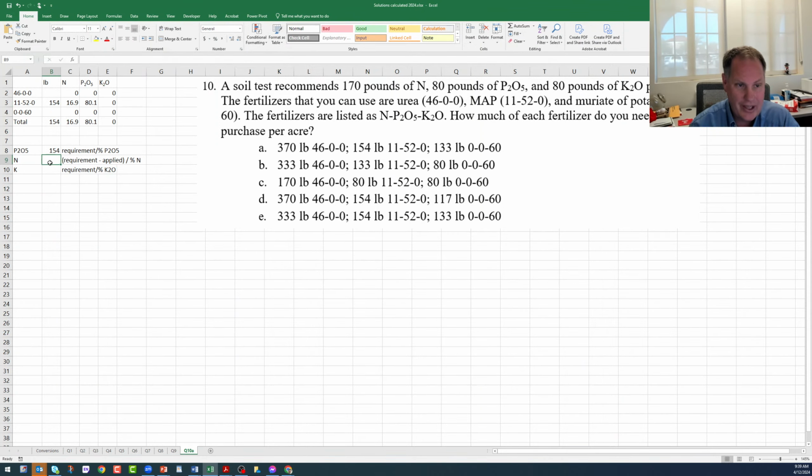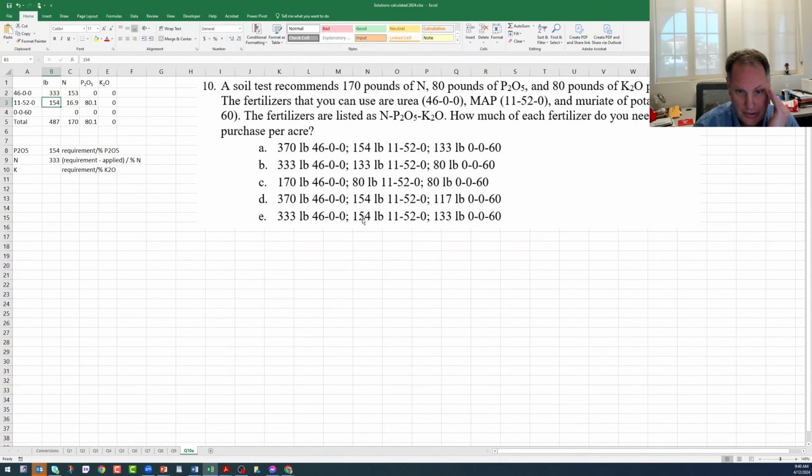So I know that for my nitrogen, my need is not 170 anymore, it's actually 170 minus, I'm just going to round to 17. Now I divide by the 0.46. That gives me about 333 pounds of this. So I'm going to pop that in here. So just to look at here, I immediately know that it's going to be either B or E in this case.